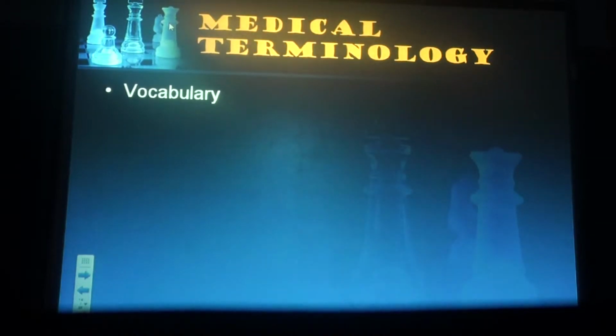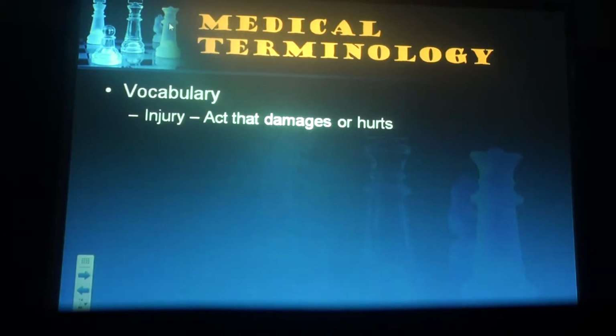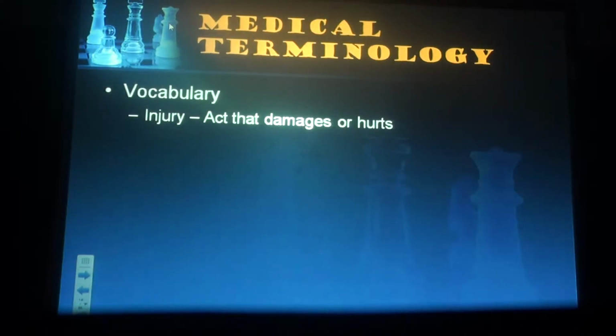Today we're going to talk about medical terminology. We have some vocabulary that goes with this. First, we have to know what an injury is. It's an act that damages or hurts.